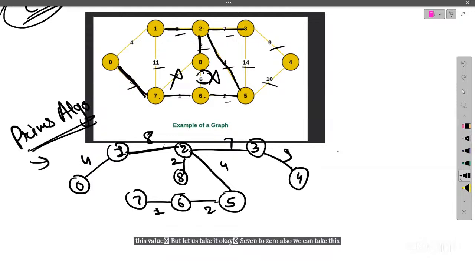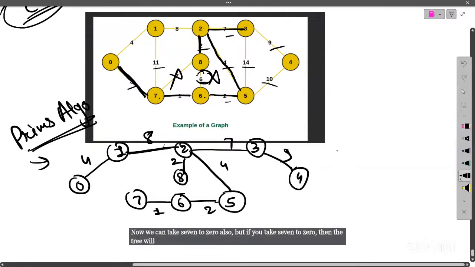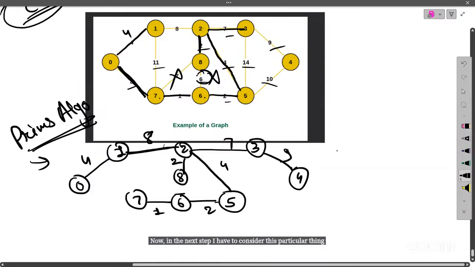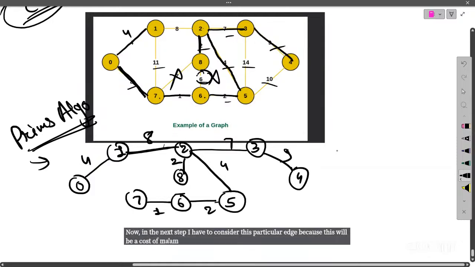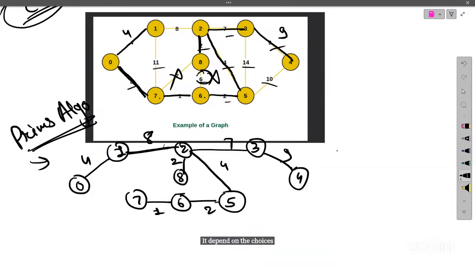This is also possible. We can take 7 to 0 also. But if you take 7 to 0, then the tree will change a little bit. In the next step, I have to consider this particular edge because it will be cost 4, and then this will be cost 9. It depends on the choices, which weight you take. Since the weights are the same here, we have two choices. But if the weights are distinct, the spanning tree will be unique. Otherwise, it won't be unique.